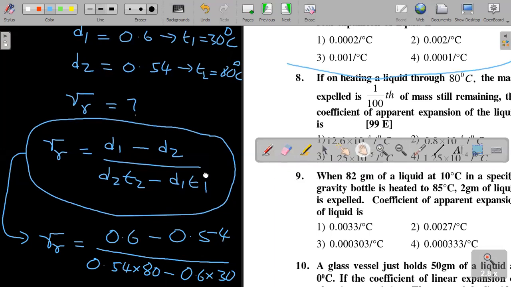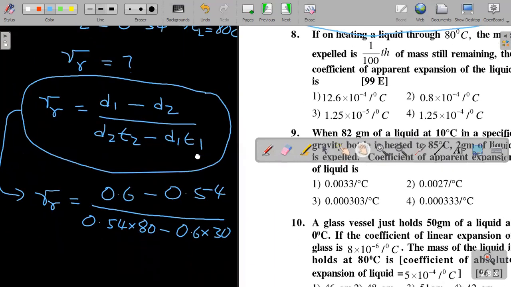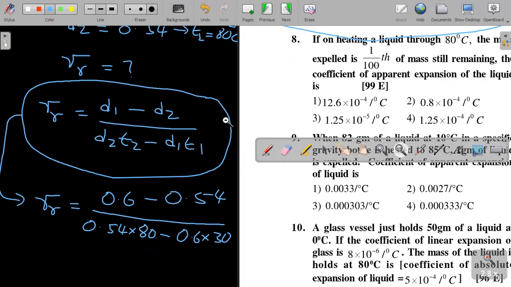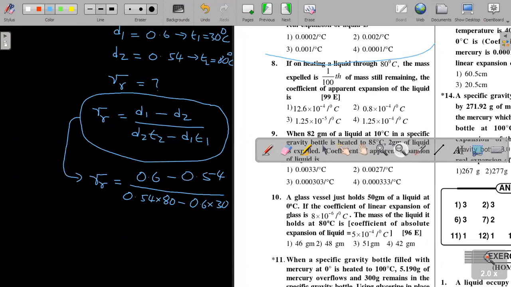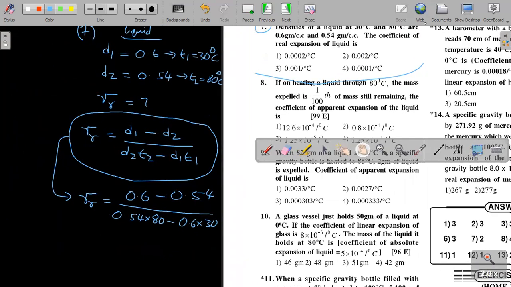So after substituting, how to handle the situation? Let us do the calculation now. Please check everyone, what I wrote as the formula and the substituted data. Is it clear or not? Is it clear? Clear, yes, sir.